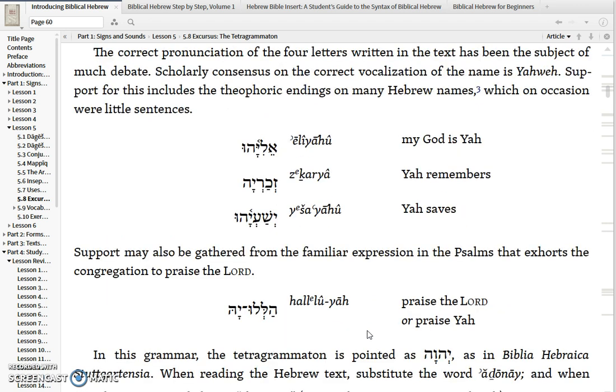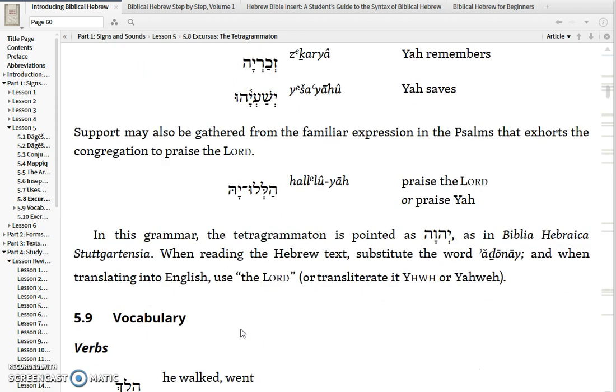And support is also gathered from the familiar expression in the Psalms that exhorts the congregation to praise the Lord, which is hallelujah. The word for Lord is Yah, which is short for Yahweh. Again, that's an indication that that's the correct pronunciation of that word. But anyway, in this grammar, Ross always vocalizes it with a shewa under the first consonant and a qamets under the vav, though there are forms of printing of the Hebrew text that will add the holem there as well. And when reading the Hebrew text, we're going to substitute the word Adonai, except when we just want to make a point and say Yahweh.